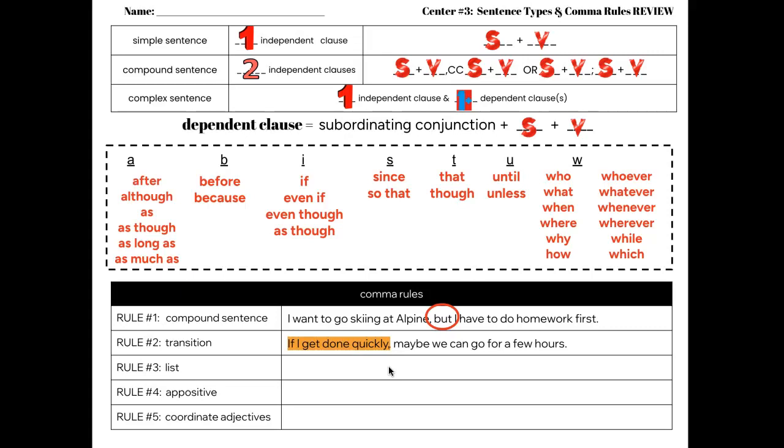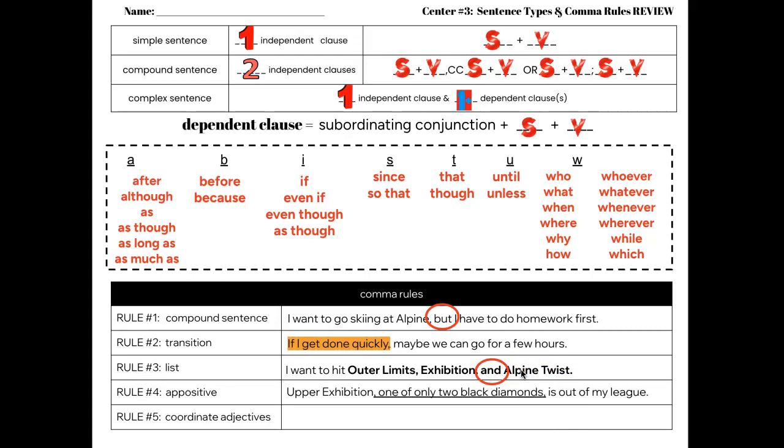Rule number 3 is a list. A lot like our thesis statements, when you're making a list that tells the topics of your body paragraph, here I made a list of the 3 different slopes that I want to hit at Alpine. Outer limits, comma, exhibition, comma, and Alpine twist. We put a comma with a conjunction to show where that last item in the list is.